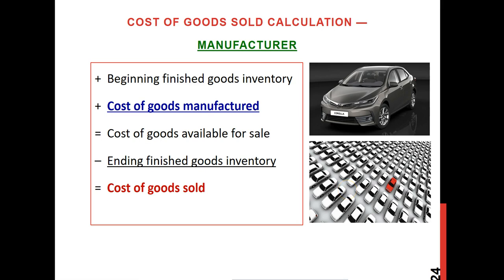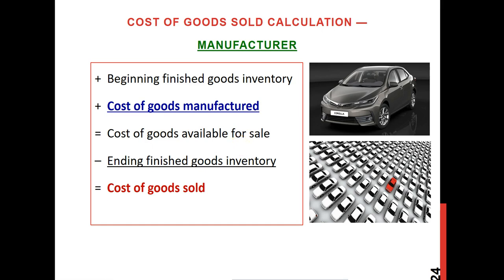So again, for your finished goods, you may have some cars that you produced last year, but you were not able to sell. These we will call beginning finished goods inventory. Then we're going to add the cost of goods that you manufactured this year. So try to understand, you already have some cars. These are your beginning finished goods inventory, plus you produced new cars. So these two together are the cars available for sale.